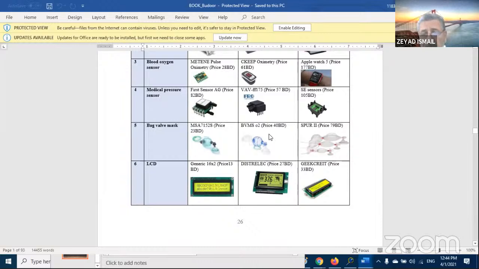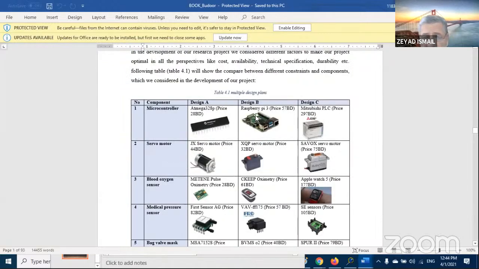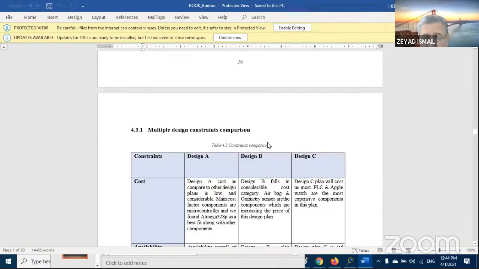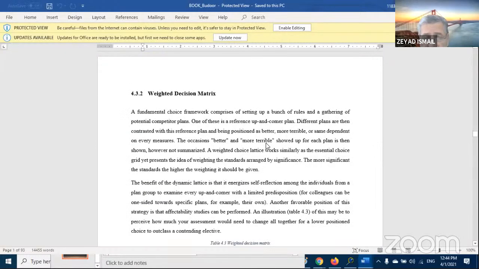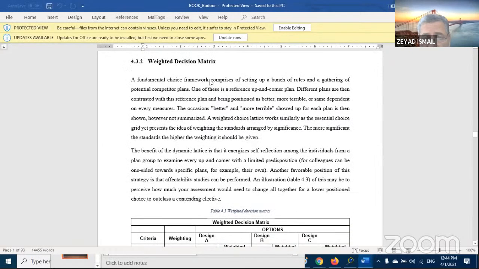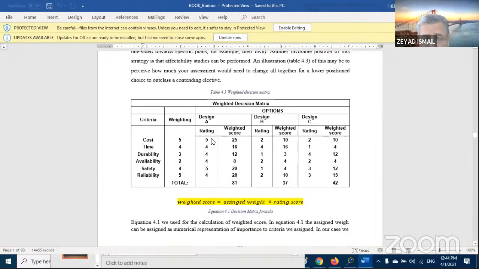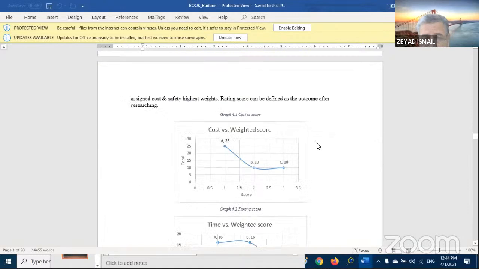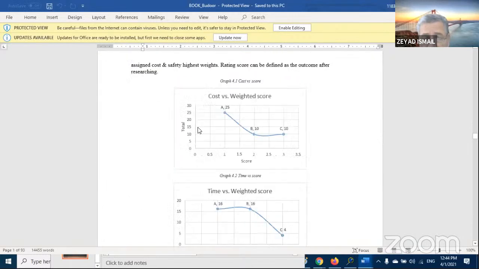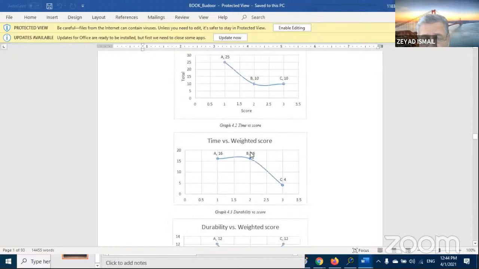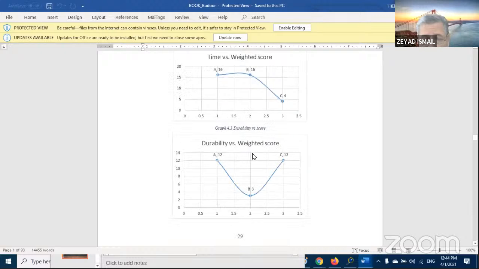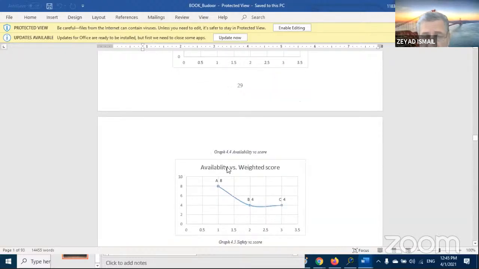What do they have to do? From these three types proposed, they will make a comparison between them in terms of a weighted decision matrix. These are the weights, concerning design A, design B, and design C. From these weights, we have some formula to use, and they will plot a relationship, for example, the cost score, the time score, and the durability, and then availability.